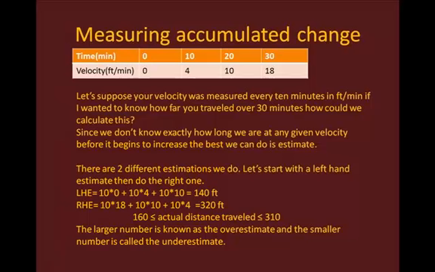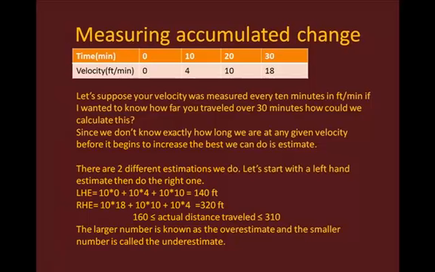Plus, then we look at our next time interval, which is 10 to 20. Again, that's another 10 minutes. So that's our time, and we need to multiply that by a rate. Again, there's two rates, 4 and 10. We pick the one on the left because we're doing a left-hand estimate. So we have 10 times 4.